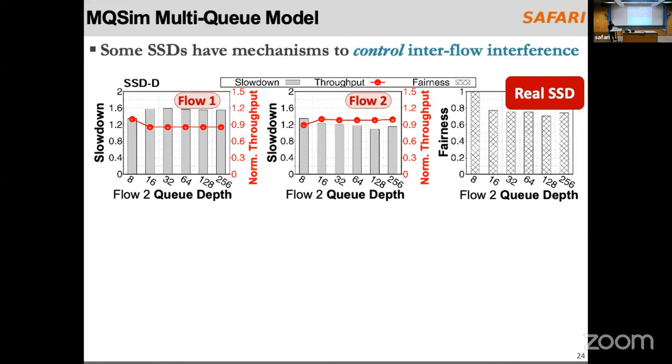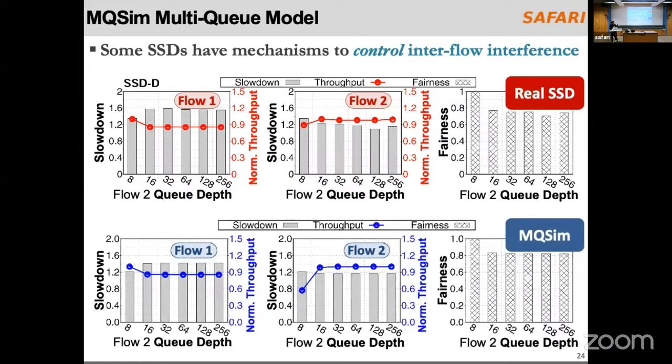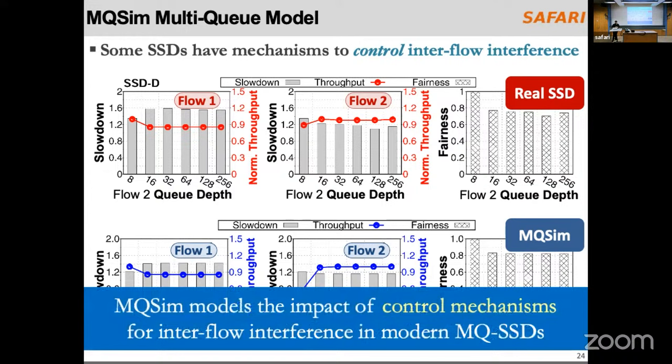After a point it saturates and the throughput also remains the same. Which means that the SSD has some policy to maintain fairness for different applications. So this can also be modeled accurately using MQSim. This is another observation that we have from our evaluation. MQSim models the impact of control mechanisms also, which are there to mitigate the interflow interference.